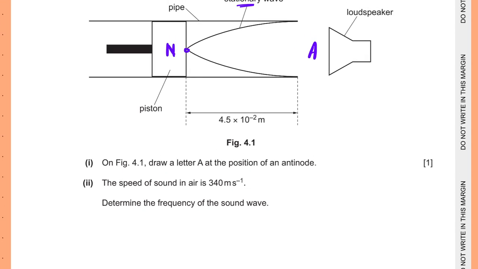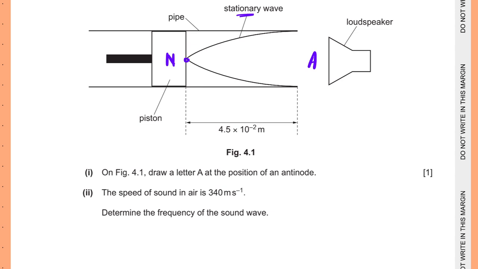So first of all, I'll need to find the wavelength. If I look at this, I should know that for stationary waves, the node to node distance is half the wavelength. This is even half of that, so this is actually a quarter of the wavelength. So lambda by 4 is 4.5 × 10^-2 meters. And from here, you'll find lambda. This turns out to be 0.18 meters.